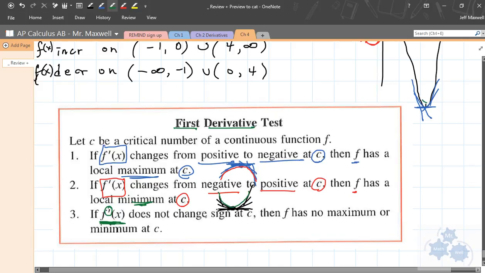If the sign doesn't change at c, then we have no maximum or minimum there at c. And when would that be? Well, let's say we have positive, positive, positive, positive, positive, 0, but then after the 0 we still have more positive, positive slopes. See that? And what does that look like? That looks like this graph right here. Maybe a cubic function.